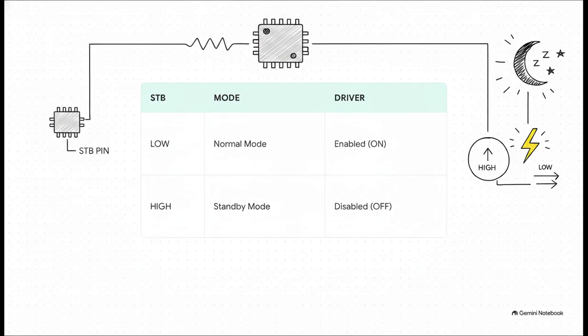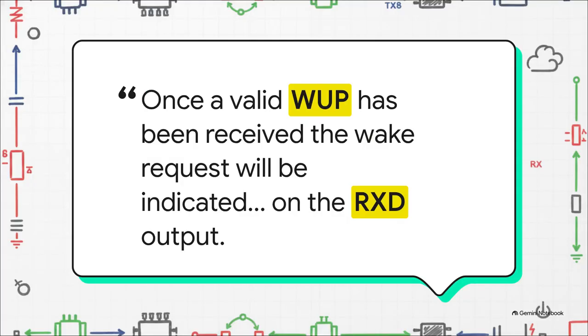But if your microcontroller decides the system can take a break, it pulls the STB pin high. The chip instantly goes to sleep, disabling the high-power driver to save precious energy, which is absolutely crucial in battery-operated applications. But here is where the working gets really, really clever. Even while asleep in standby mode with the main driver completely off, a tiny low-power receiver stays awake, silently monitoring the CAN bus. It is specifically listening for an ISO standard wake-up pattern, or WUP.